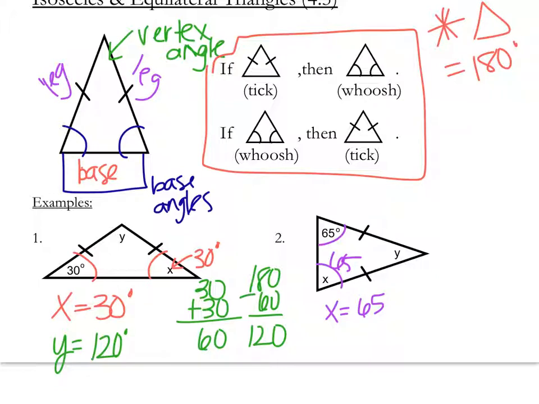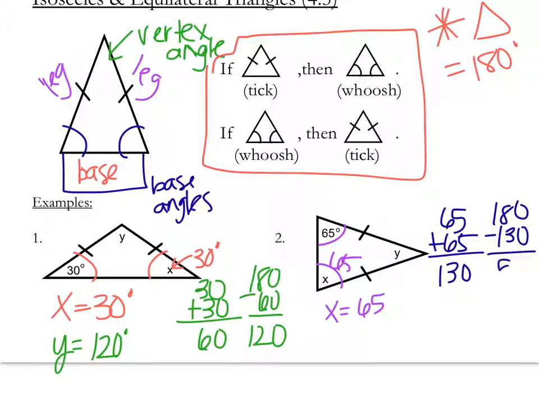And then I have to find the y angle. Again, now that we know two angles in the picture, we can add them together. Make sure you're adding first. That's going to be 130. Then I can subtract from 180 to find what that missing angle is. That missing angle is going to be 50 degrees. So y is 50. Alright, let's try a few more.